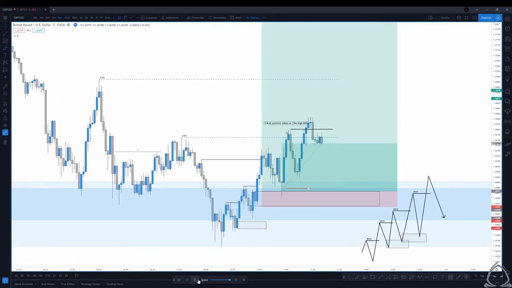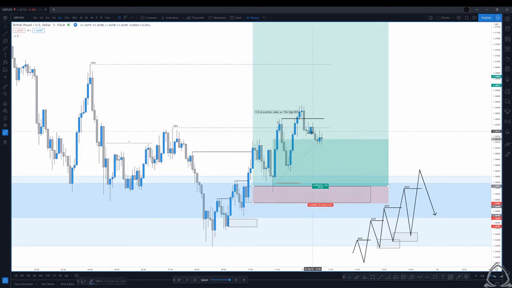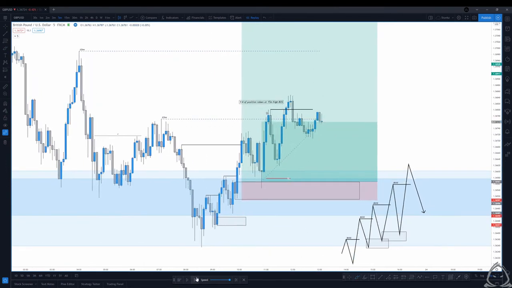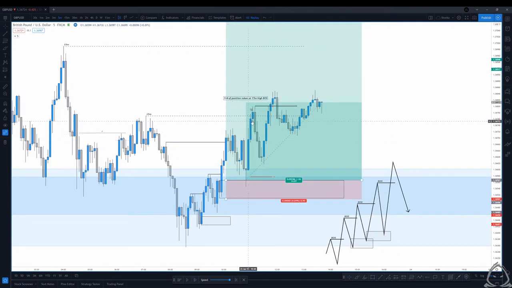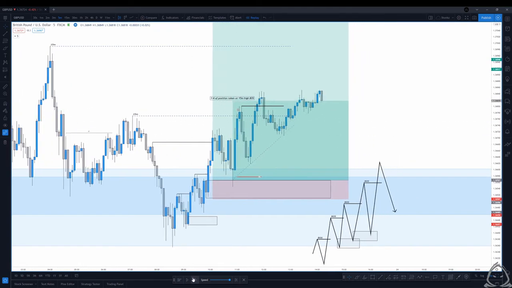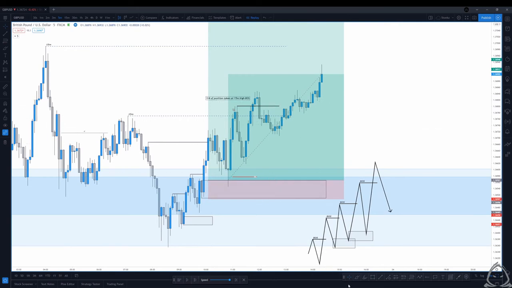And what we can see is price then pulled back. So I partialed right about here, almost at the extreme highs before the pullback. It was nicely timed, and price then pulled back. And once it broke that high right here, I had moved my stop loss just underneath this swing low here.